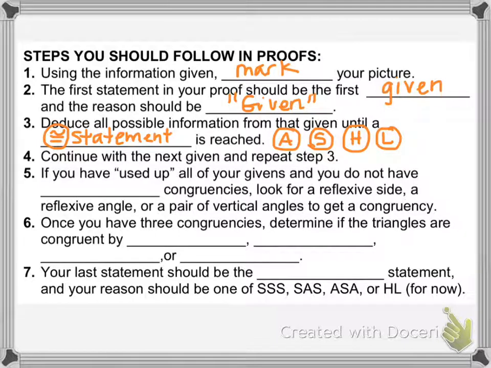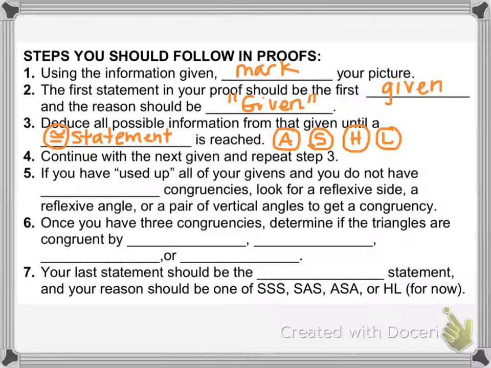Then you're going to continue this process. So then you'll go with your next given, and then you'll repeat step 3. So you'll use up all your givens. You'll write your givens, reason given, conclude everything you can from that given to get a congruent statement, and then you'll go to the next given and just repeat this.